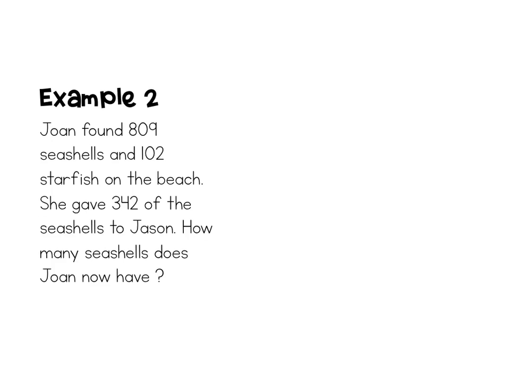Now let's look at another example. Joan found 809 seashells and 102 starfish on the beach. She gave 342 of the seashells to Jason. How many seashells does Joan now have? So the question is asking me to find how many seashells Joan has after she gave some of them to Jason. Notice that the question only asks about seashells, so I don't need to know about the starfish.